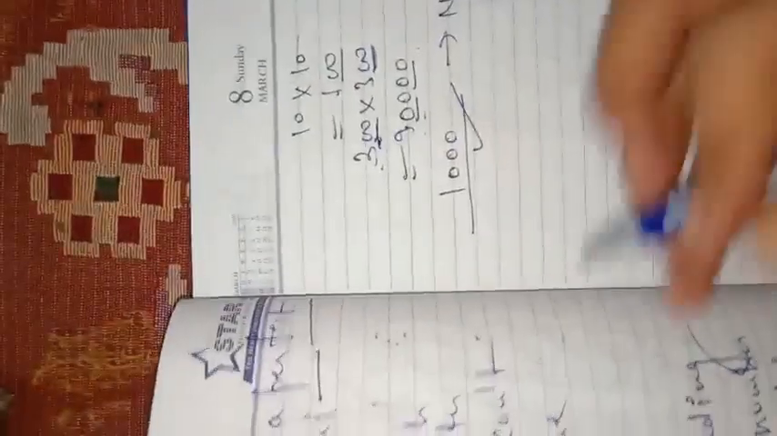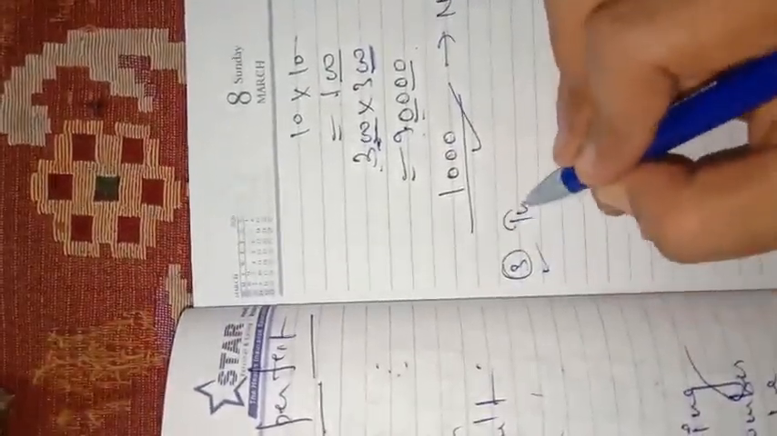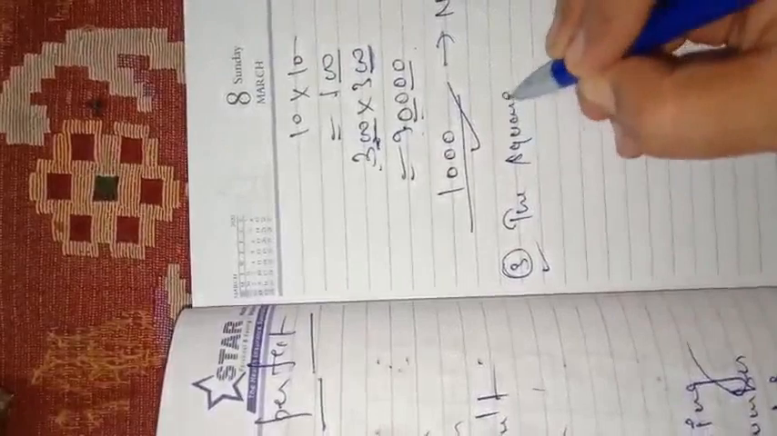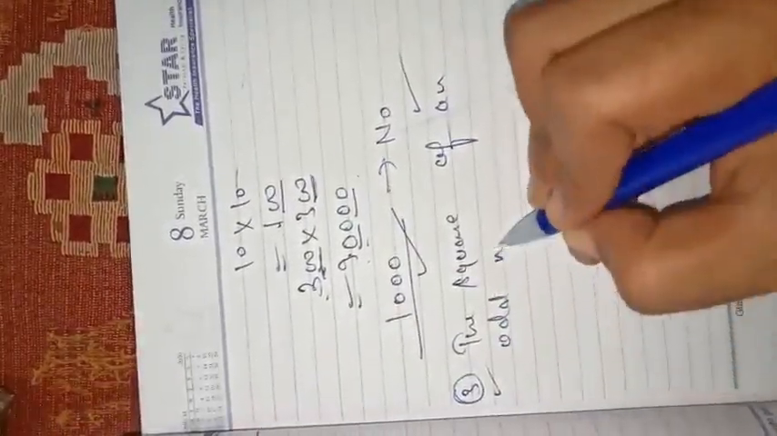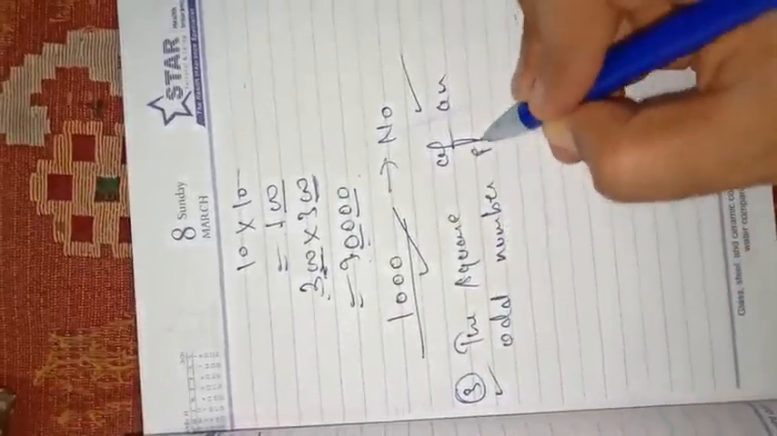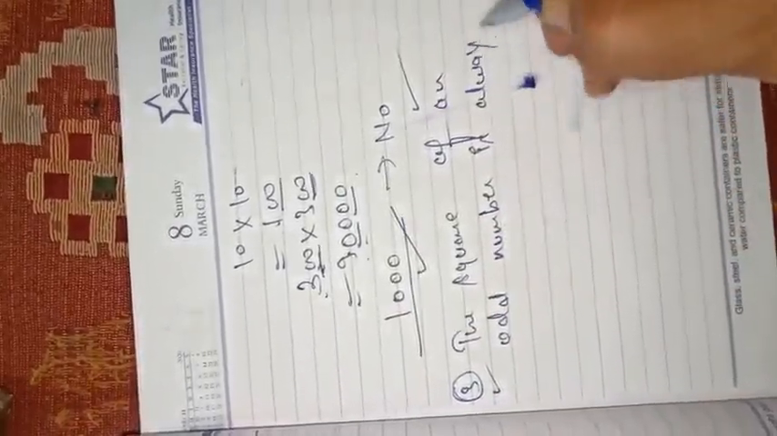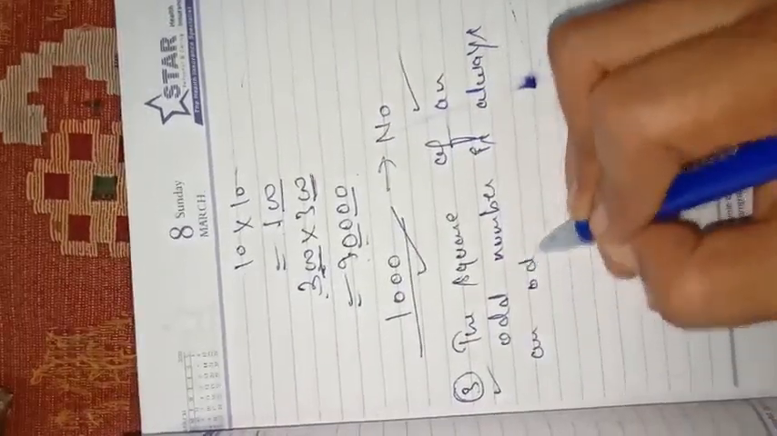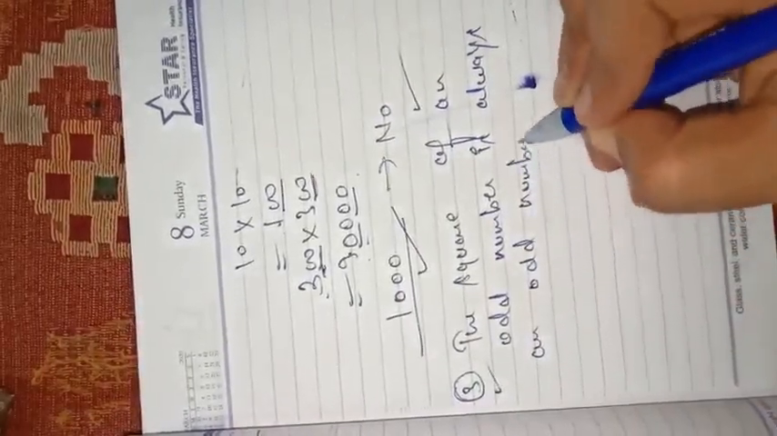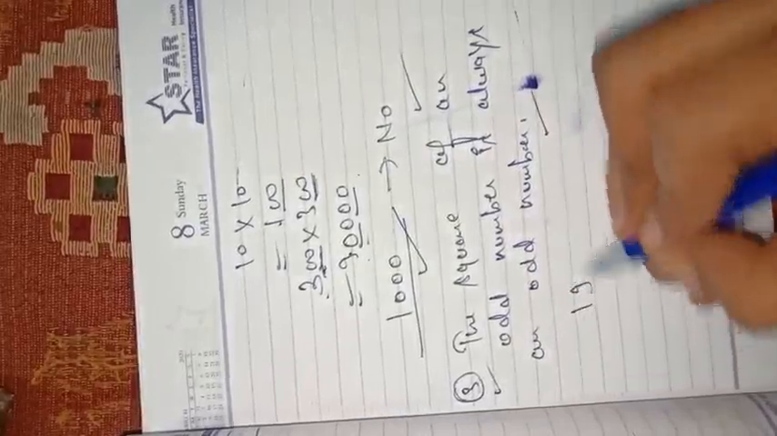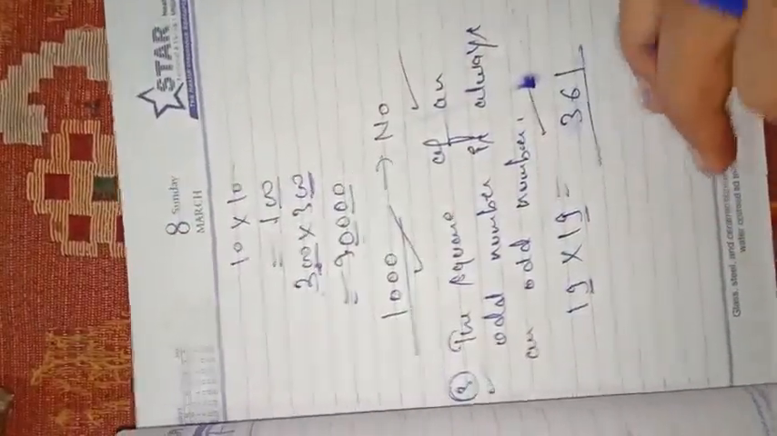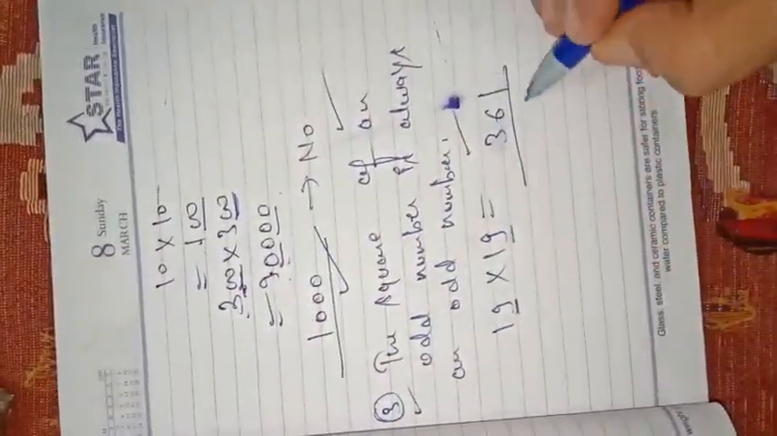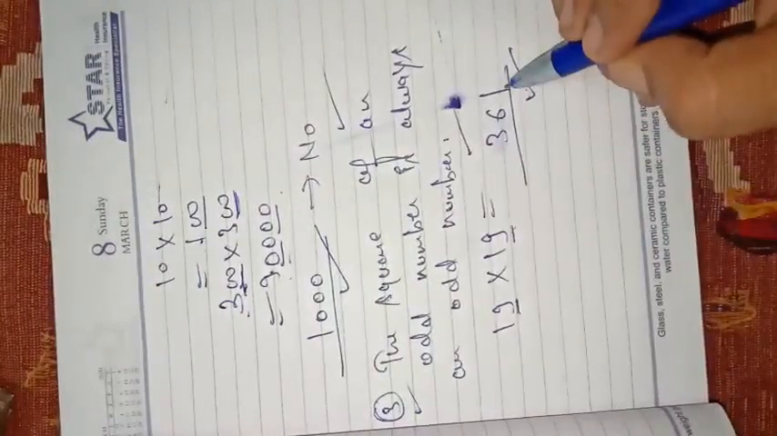You can remember these rules, like the square of an odd number is always an odd number. Suppose you have an odd number like 19. You will multiply 19 by 19. 9 9s are 81. So the square of 19 is actually 361. I am writing it directly. So you can see the square of an odd number is odd.